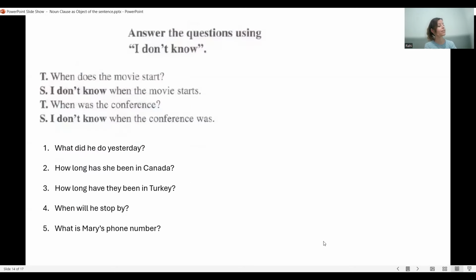Okay. Next exercise. Here you're going to answer these questions using I don't know. And as I said, I don't know is followed by a noun clause. And here we have the question, when does the movie start? I don't know when the movie starts. We have subject and verb, sentence format, not the question format. When was the conference? I don't know when the conference was. And as we have simple present here, I don't know. I don't know is in simple present tense. We do not change the verb in the noun clause.